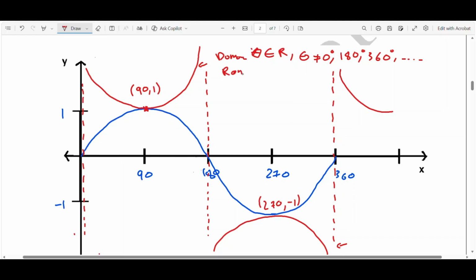As for the range, y is more than or equal to 1, or y is less than or equal to negative 1. I don't have a range for the cosecant between negative 1 and 1.